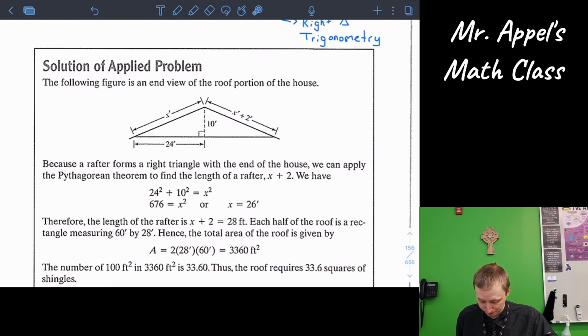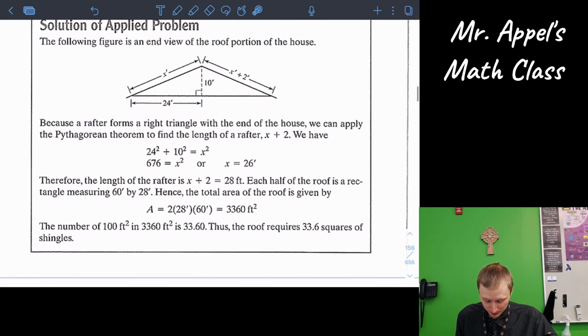Each half of the roof is a rectangle measuring 60 feet, that was the length of the house from the original diagram, by 28 feet. So hence the total area of the roof is given by twice, both sides, of 28 times 60, or 3,360 feet squared. The number of 100 square foot roof tiles that we will need is that divided by 100, or 33.6. Thus, the roof requires 33.6 squares of shingles, which means you will need to buy, of course, at least 37 of them.